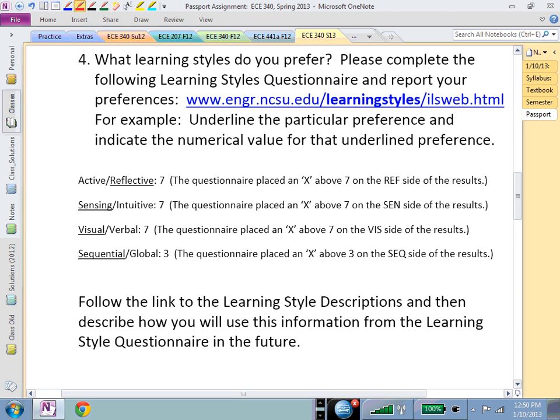For example, it will have a number line that has active on one side and reflective on the other, and then it will have numbers. And maybe it will place an X above the 7 on reflective. So on your passport, underline reflective and put the number 7. If for sensing and intuitive you were number 5 on intuitive, you would not underline sensing, you would underline intuitive and put a 5. Is that making sense?